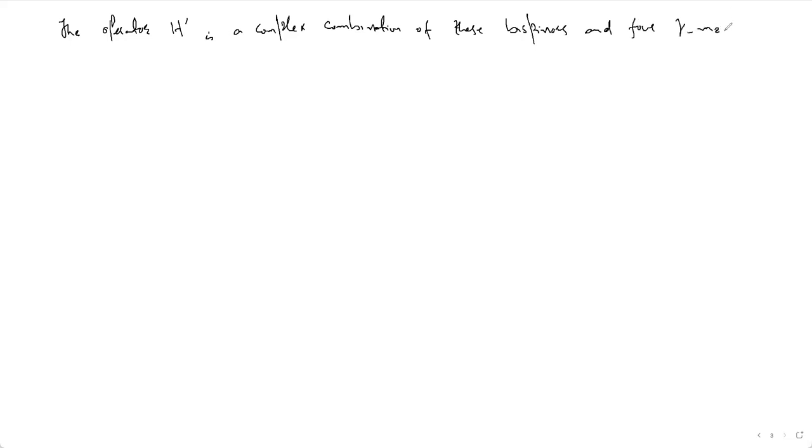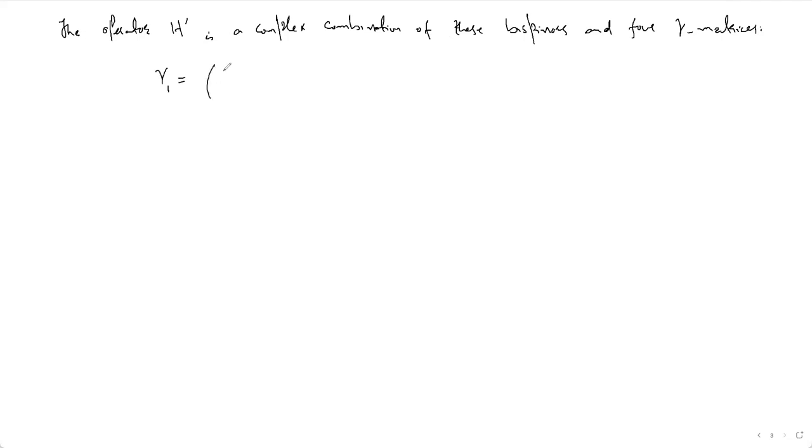Now let's talk about this perturbation operator. The operator H dash is a complex combination of these bispinors and four gamma matrices. Again, these gamma matrices, you have gone through this in your quantum mechanics. What are the gamma matrices? This operator H dash, the perturbation operator, is a complex combination of these bispinors as well as the four gamma matrices.